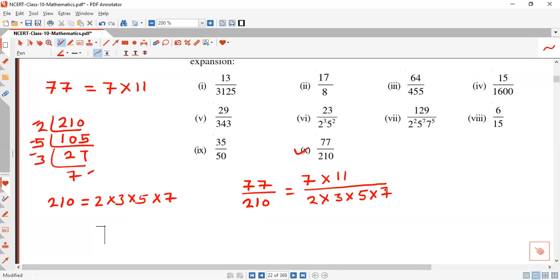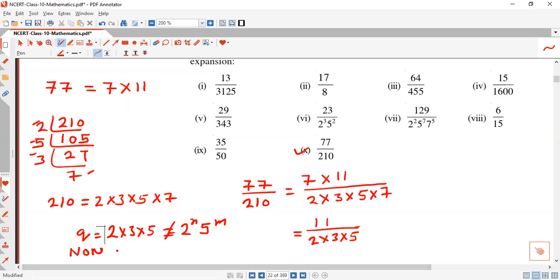Look out here, the numerator and denominator. The prime number 7 is common. So we remove this one from both places. 11 upon 2 into 3 into 5. Now, what is the q here? Q here is 2 into 3 into 5. This is not equal to 2 raised to n, 5 raised to m. So the number is non-terminating.